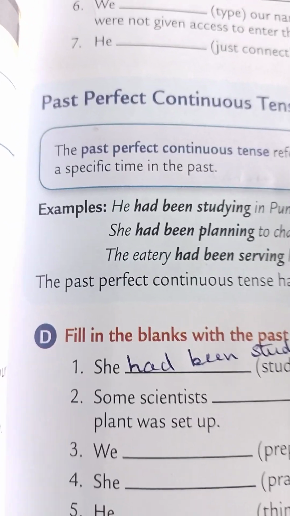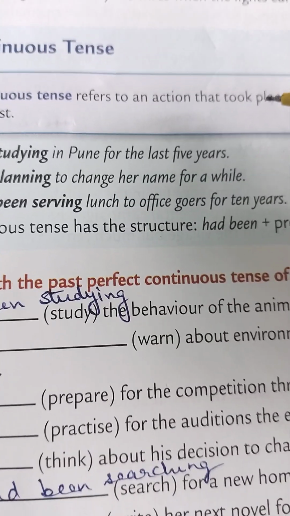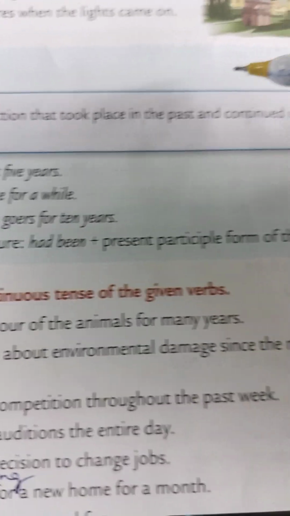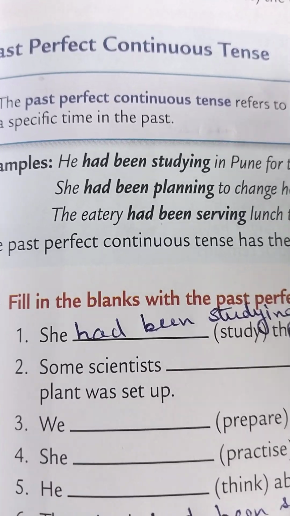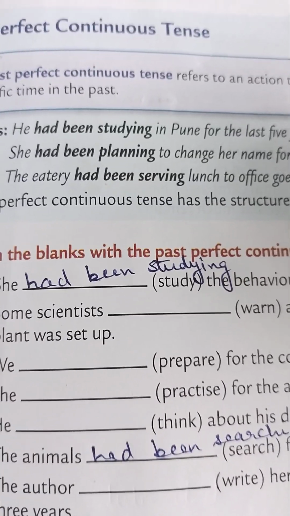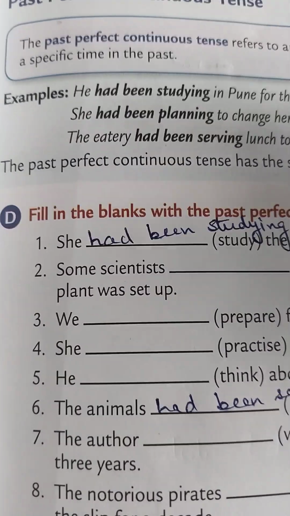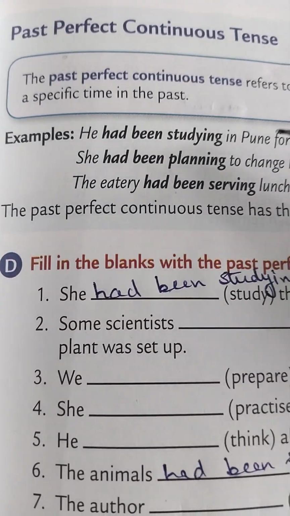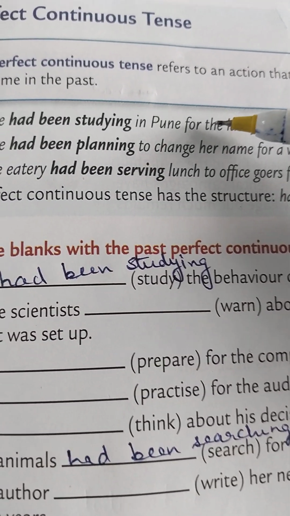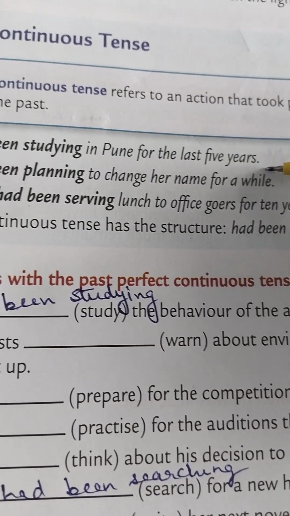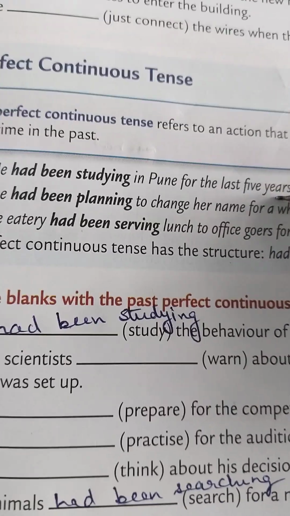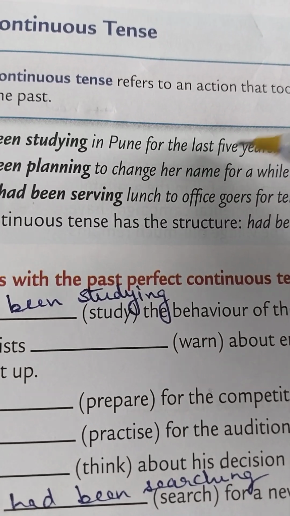Now see past perfect continuous tense. Now past perfect continuous tense, children, refers to the action that took place in the past and continued until a specific time in the past. An action which took place in the past and continued for a specific time in the past. Let us see a few examples. He had been studying in Pune for the last 5 years. So the specific period of time for which the action continued in the past in this sentence is last 5 years.